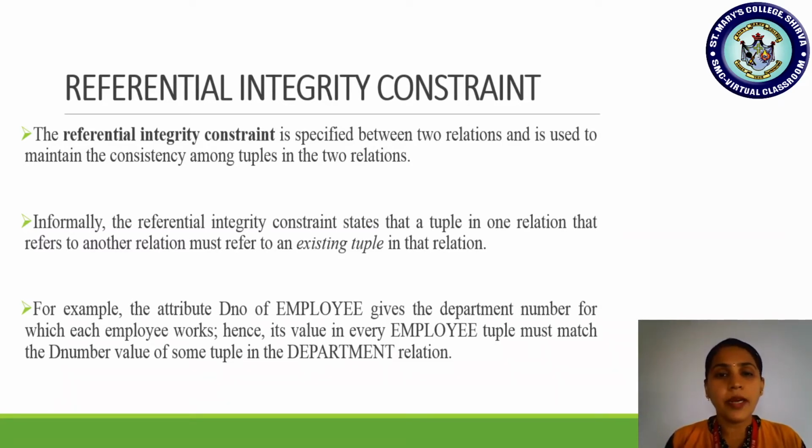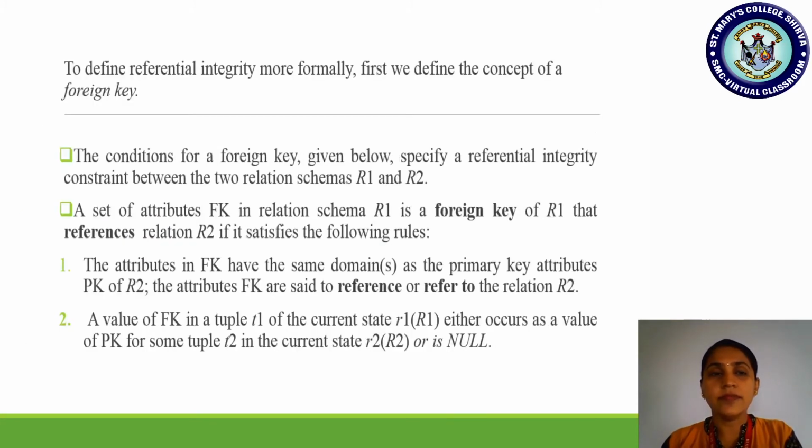A1 is what? Department number. So if A1 exists, and if it is one of the department numbers in the department relation, then this will be true. That is the meaning of referential integrity constraints. To define referential integrity more formally, first we define the concept of a foreign key. So whenever we speak of this second category, referential integrity constraint, we should make you all understand the term foreign key.